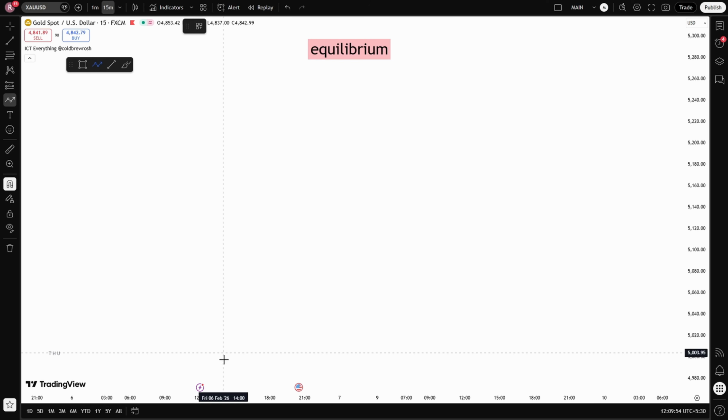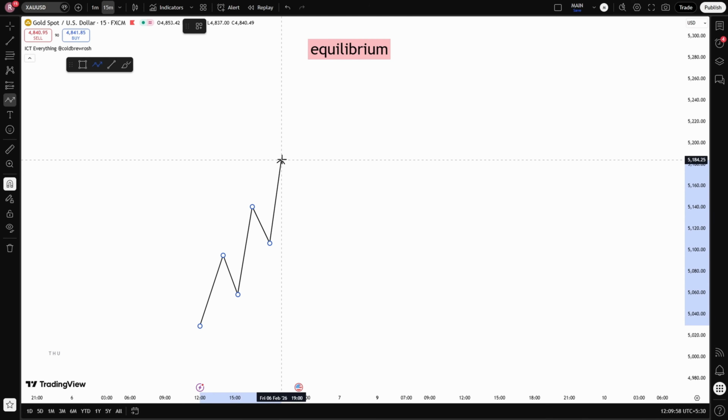Let's assume we're in an uptrend. Price makes a high, then a low, then a higher high, and then a higher low.